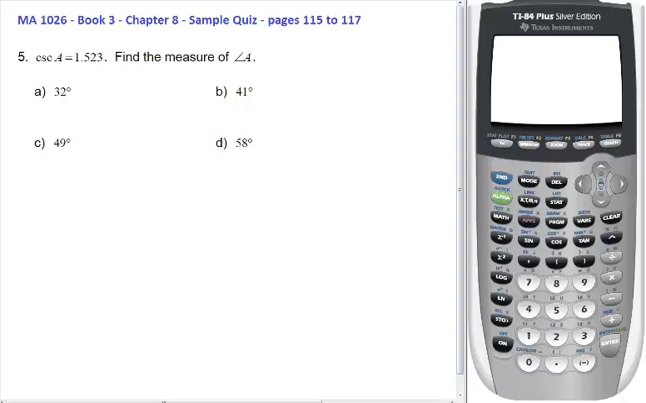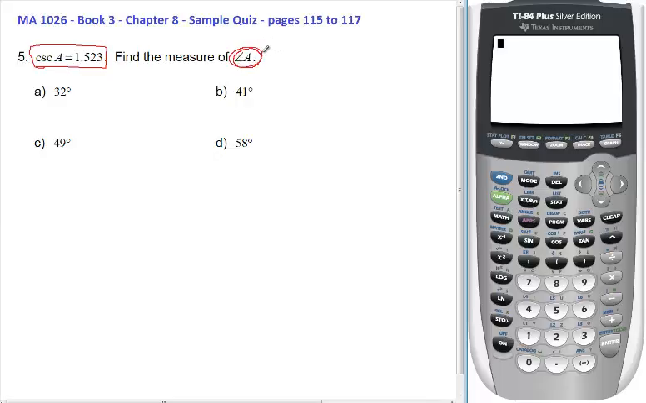Good day, students. Now we're going to look at the solution to number 5, multiple choice, which is in the chapter 8 sample quiz found in book 3 of your Math 1026 booklets. And number 5 is giving us the cosecant of angle A is 1.523. So it's giving us a ratio for cosecant, and it's asking us to find the measure of angle A.